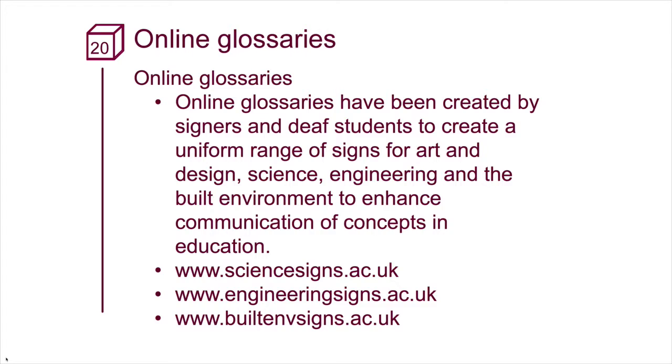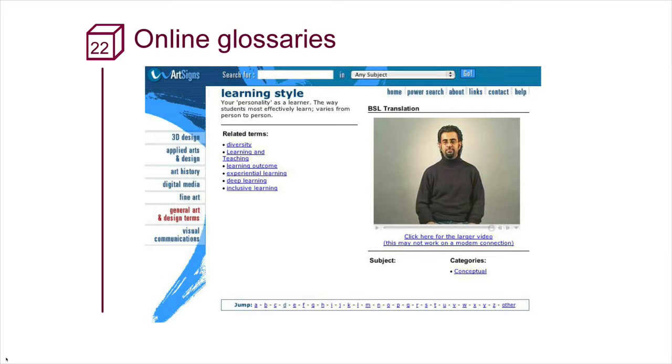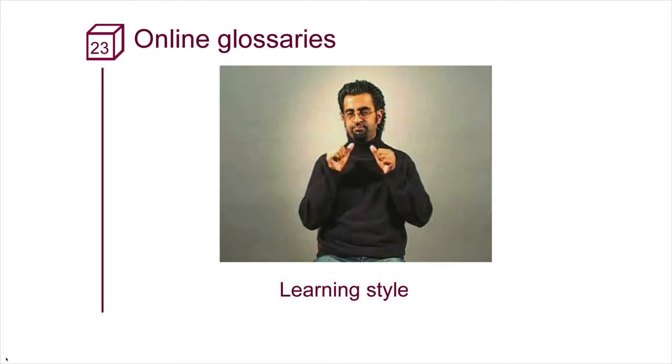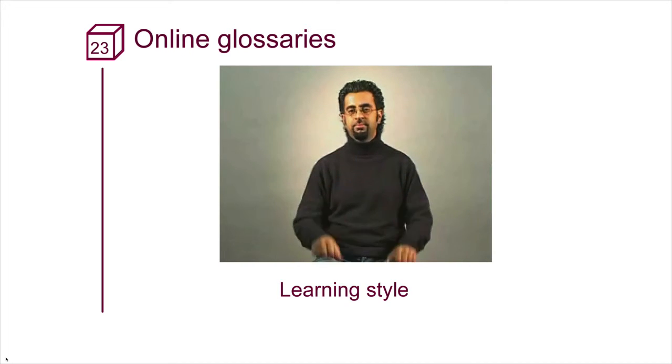artscience.ac.uk. For example, this one is from Art Science, and you can see the entry web screen, and from that you can actually type in a search term and find any words. In this case I'll be looking for learning style. It'll come back with a small video clip for a student to actually see with a signer and see what the signing is for learning style. So they are learning style.